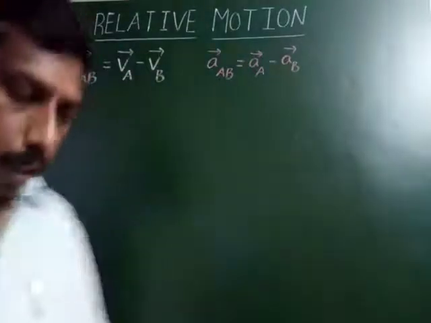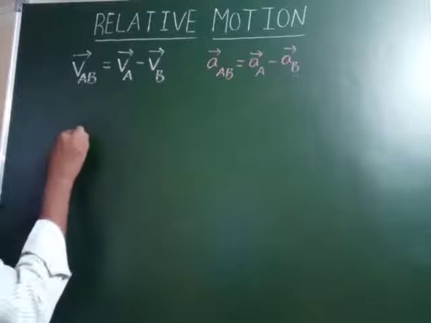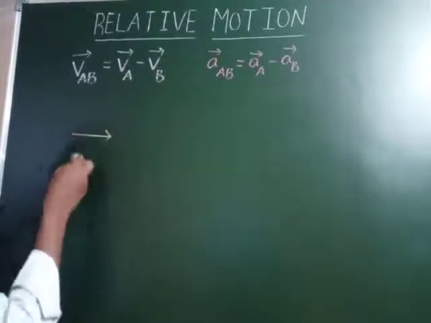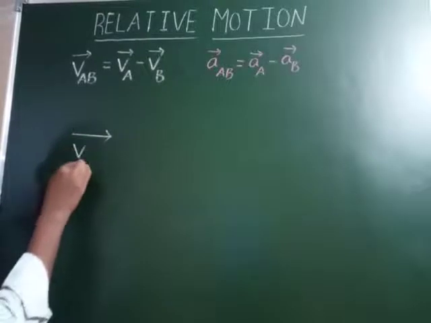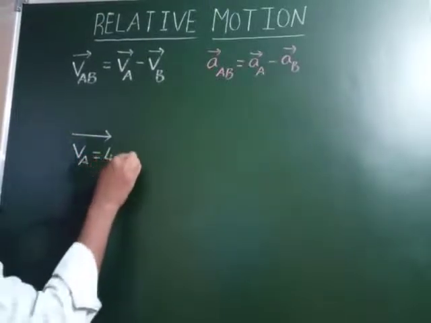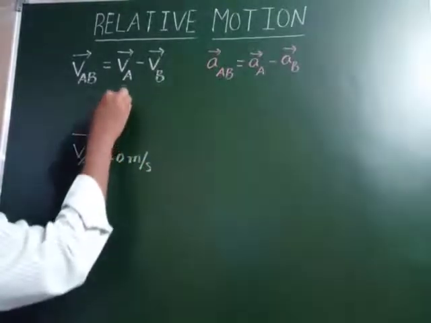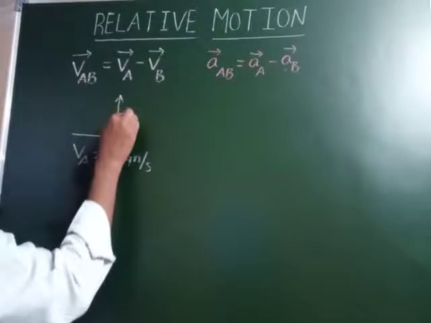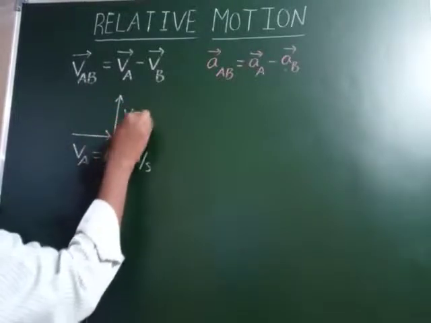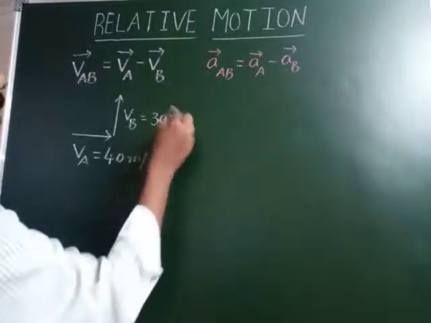In the next case, both cars are traveling in perpendicular directions. Suppose car A is moving in this direction with a velocity of 40 meter per second, and car B is moving towards north with a velocity of 30 meter per second. What is the resultant relative velocity?